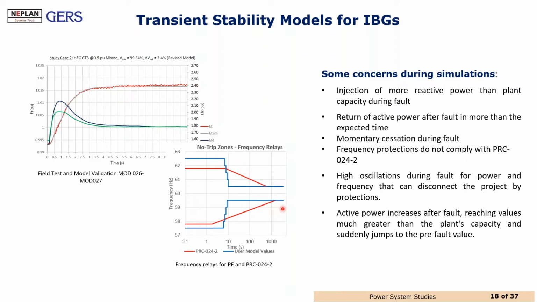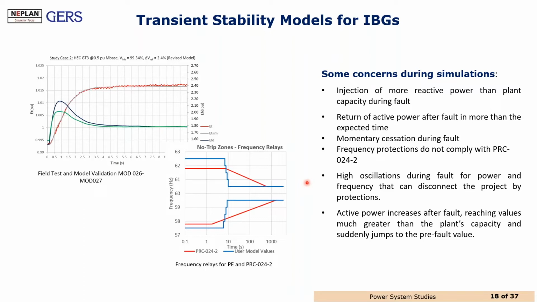However, we can see also another concern here, for example, that the user-defined model doesn't meet the specification of PRC-024, which is related again to the setting criteria on the protections for keeping the operation of the system during a specific fault. Another kind of concern that I am listing here is the injection of more reactive power than the capacity of the plant.